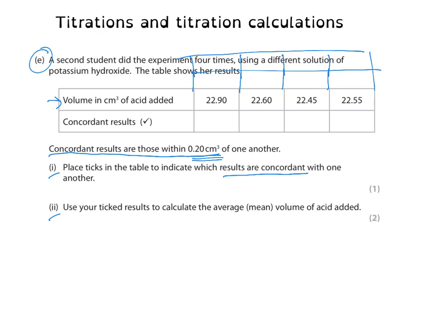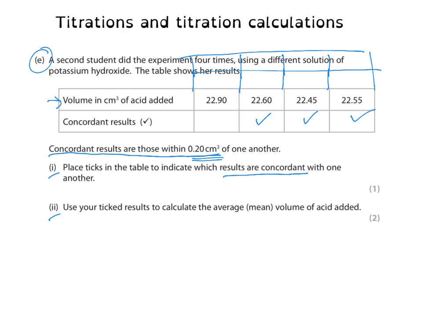First two values, 22.9 and 22.6. No, they are 0.3 out from each other. I'm not going to completely discount 22.9 because there might be another one close to it. So let's look at the next value, 22.6 and 22.45. Well, they are between 0.15 of each other. So they are concordant with each other. And then 22.55 is within 0.1 of the one on the left and 0.05 of the other one. So they are concordant. So there are 3.